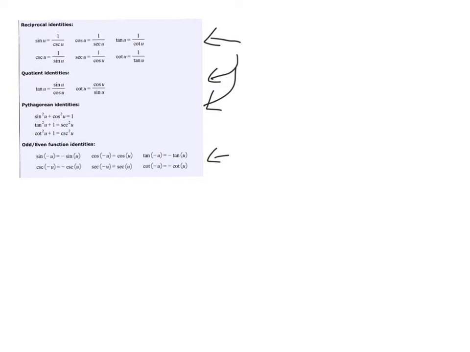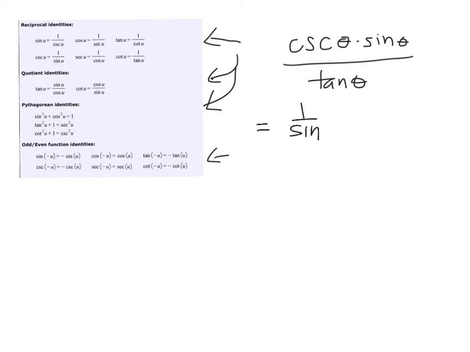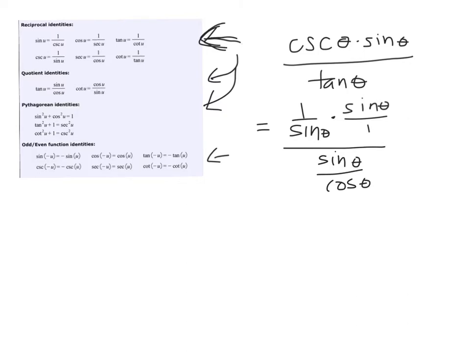So let's say we have a problem like this, and we're asked to simplify this. Well, to simplify this, we basically just have to apply whatever we can. So we're going to use these reciprocal identities. Well, cosecant is the same thing as 1 over sine. Sine just stays the same, but sine is just sine over 1. And then tangent is just sine over cosine. So all this I got from this top part right here, the reciprocals.